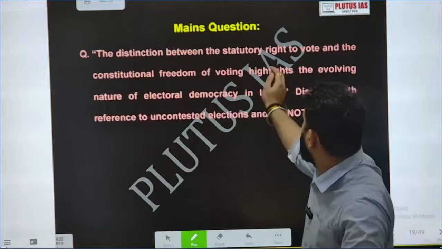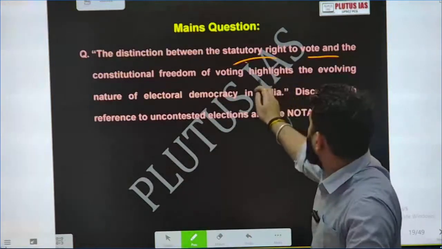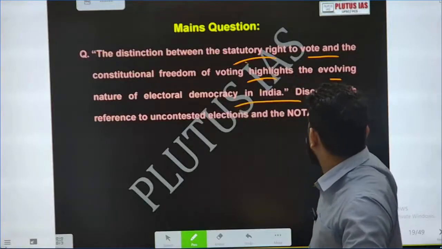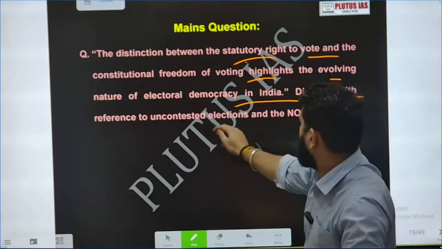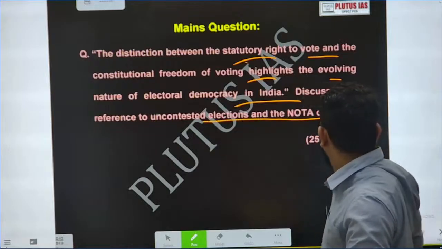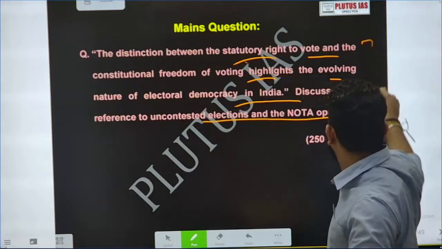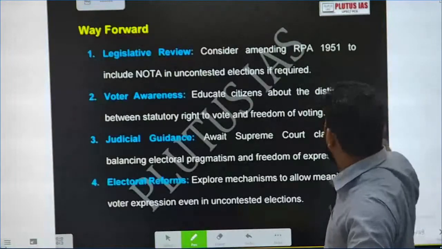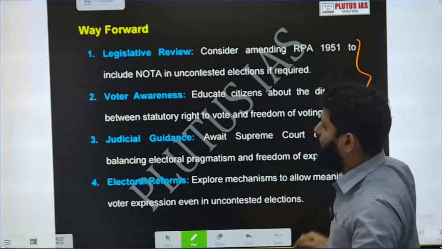The distinction between the statutory right to vote and the constitutional freedom of voting highlights the evolving nature of electoral democracy in India. Discuss the reference of uncontested elections and the NOTA option, a 15 marker question for this. Okay, let's connect the way forward for this. What are the positive points in that?